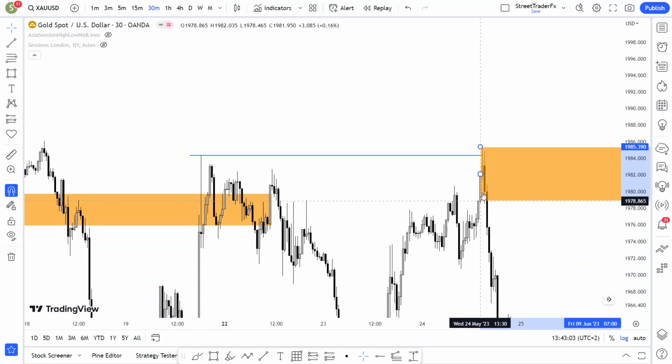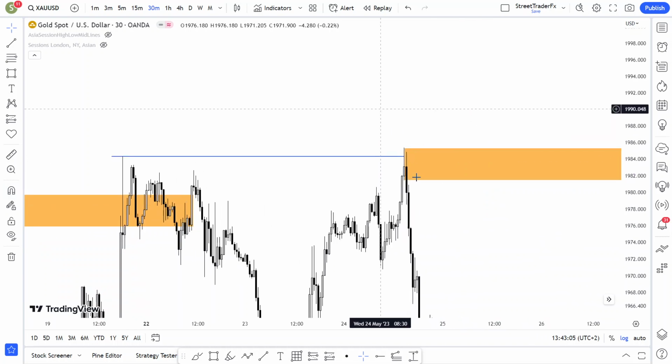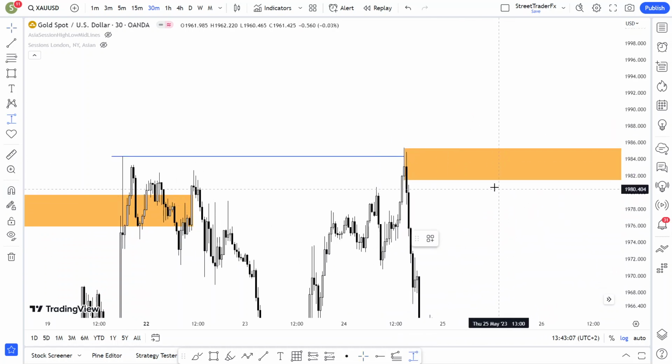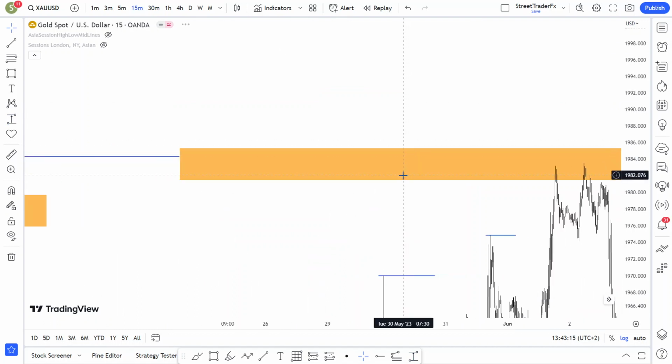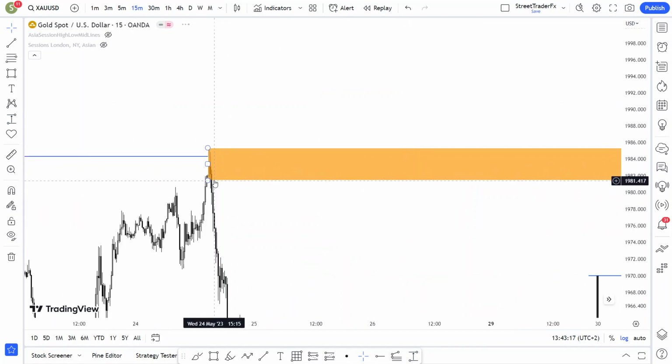At least if you can get maybe 10 to 15 pips stop loss, then you're good. No need for you to be greedy. This is around 30 pips, which is still not bad because you're trading gold. This is not your USD.